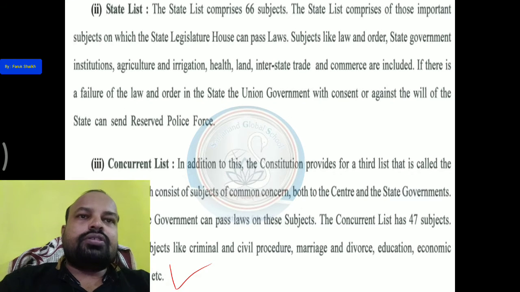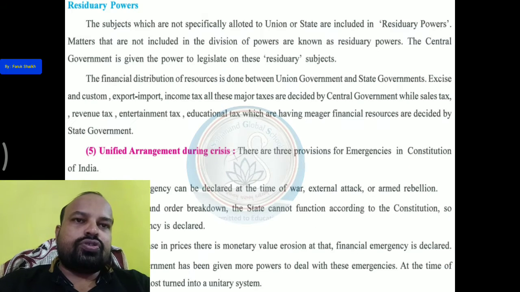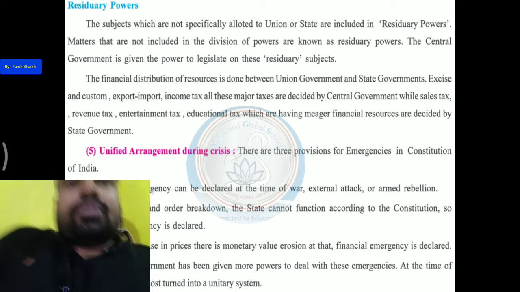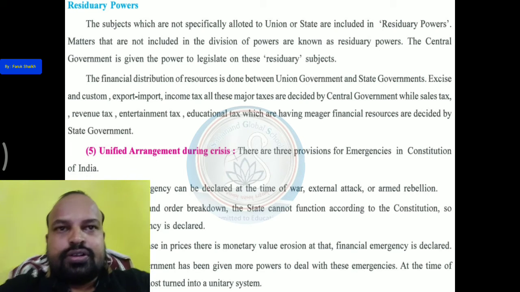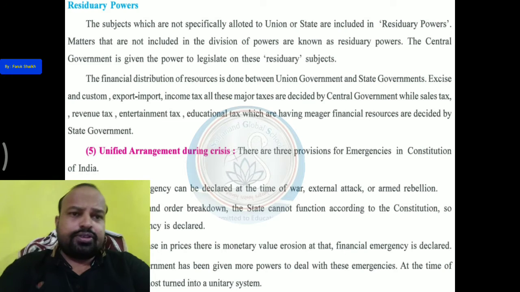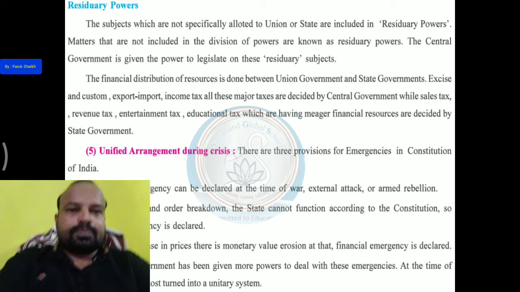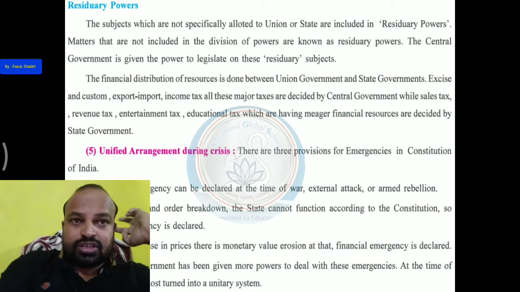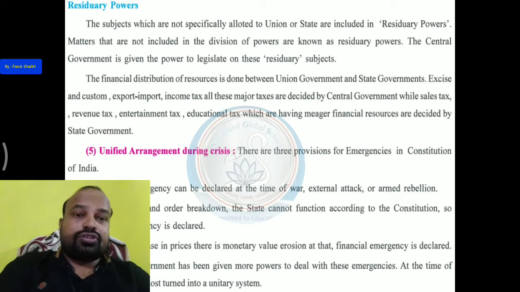Till the concurrent list I taught you in the previous Google Meet class, and today I am going to teach you from the residual power. Residuary power means the powers and functions that are not given in the concurrent list, the state list and the union list. Those are included in the residuary power.